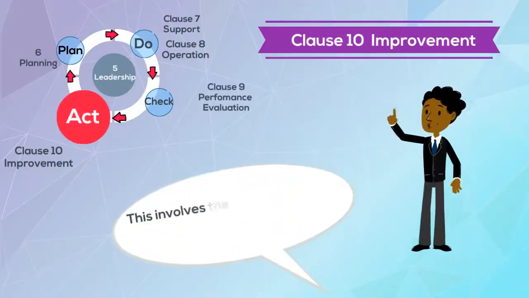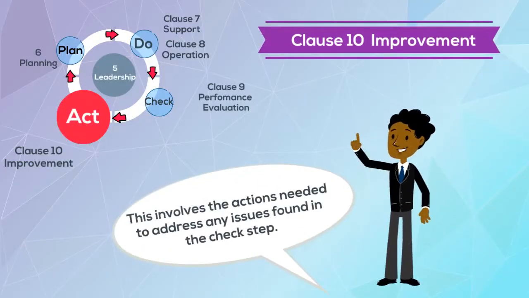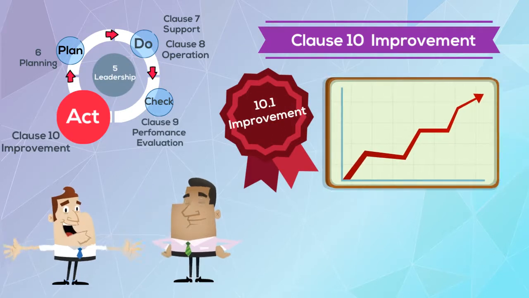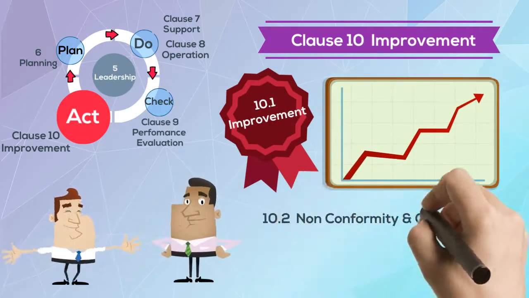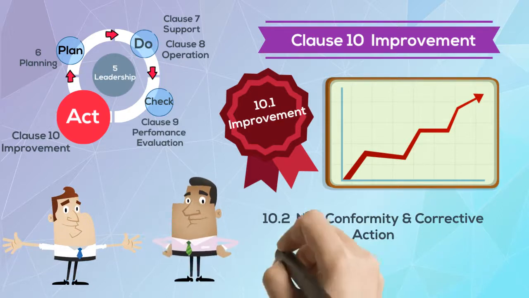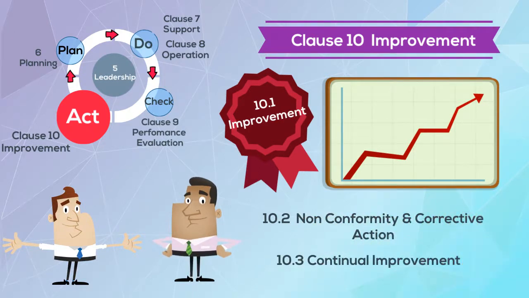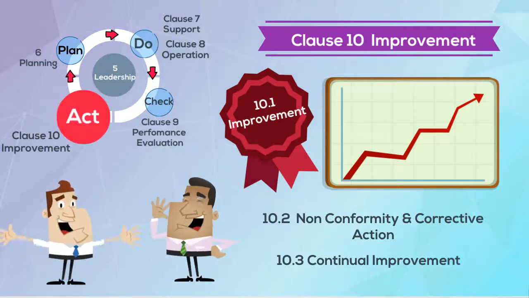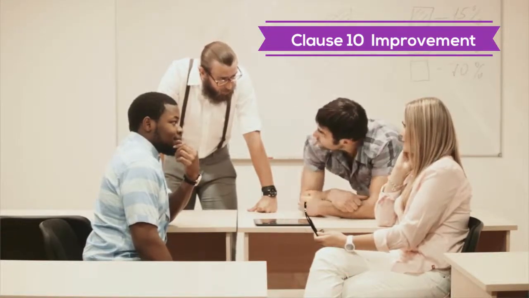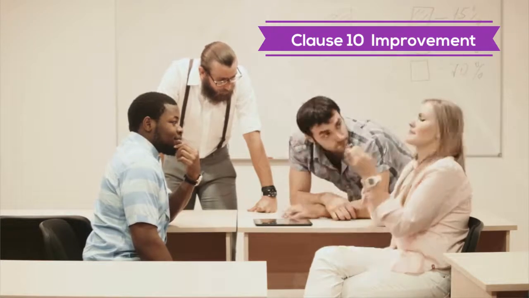This involves the actions needed to address any issues found in the check step. Improvement is the overall heading for these action steps, with the activities of addressing nonconformity and corrective actions to eliminate the causes of actual or potential nonconformities as the first step in acting to improve the system. The goal of a QMS is to work toward improvement for the company, because only through improvement will a company be able to compete in industries that are growing ever more competitive.